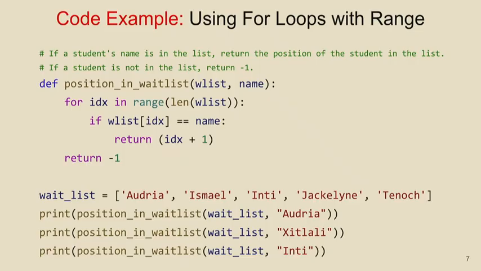What will be printed when we do this line right here? Print, position in waitlist, waitlist, Audrey. Should it be 0 or should it be 1? It's plus 1, right? Yes, it's return index plus 1. Audrey is currently in the index position 0.